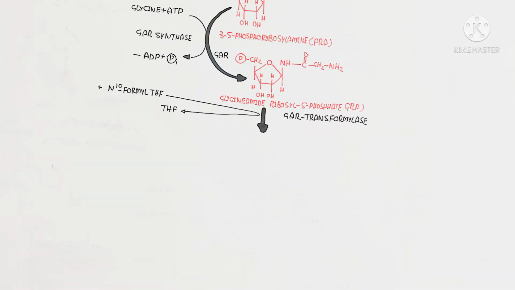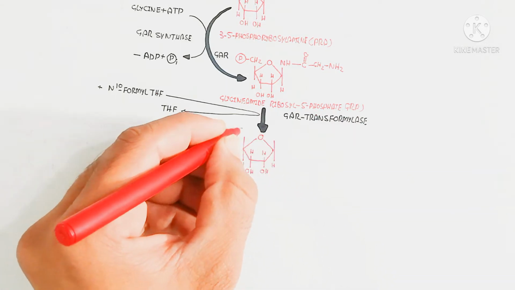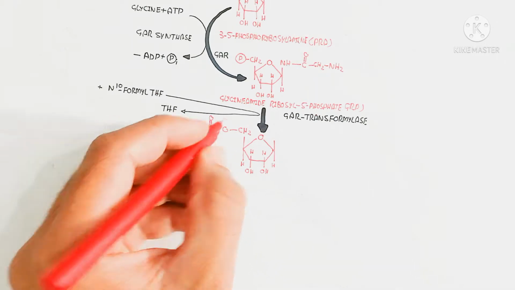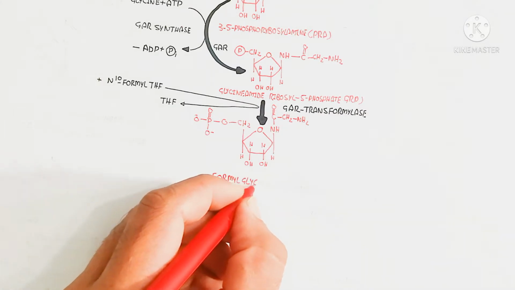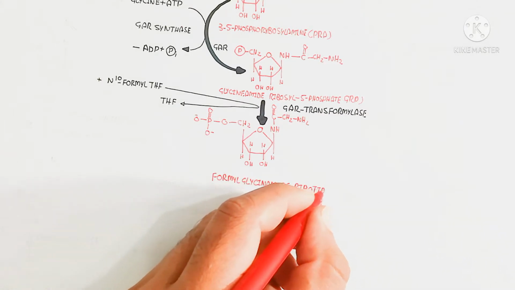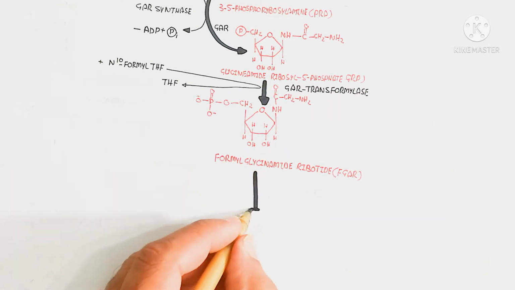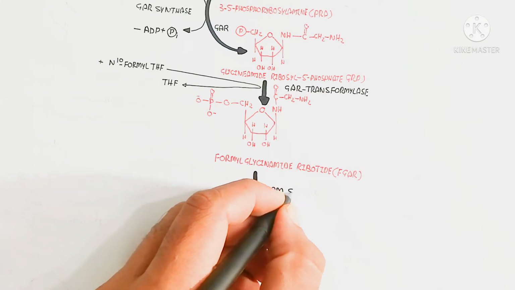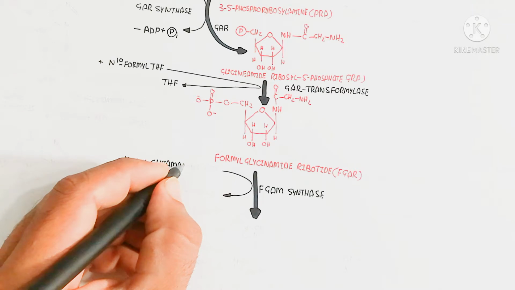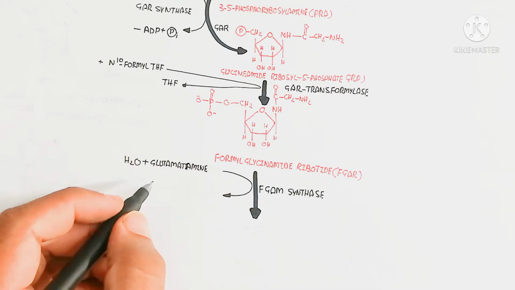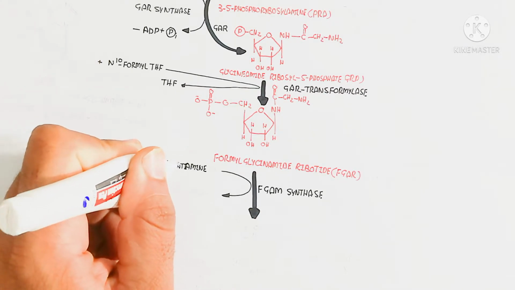Another thing is the GAR transformylase enzyme is used, and N10 formyl THF is used for it, and that releases the THF, and the formyl from N10 is attached. You can see in this diagram, and the formyl glycinamide ribotide formation will occur.